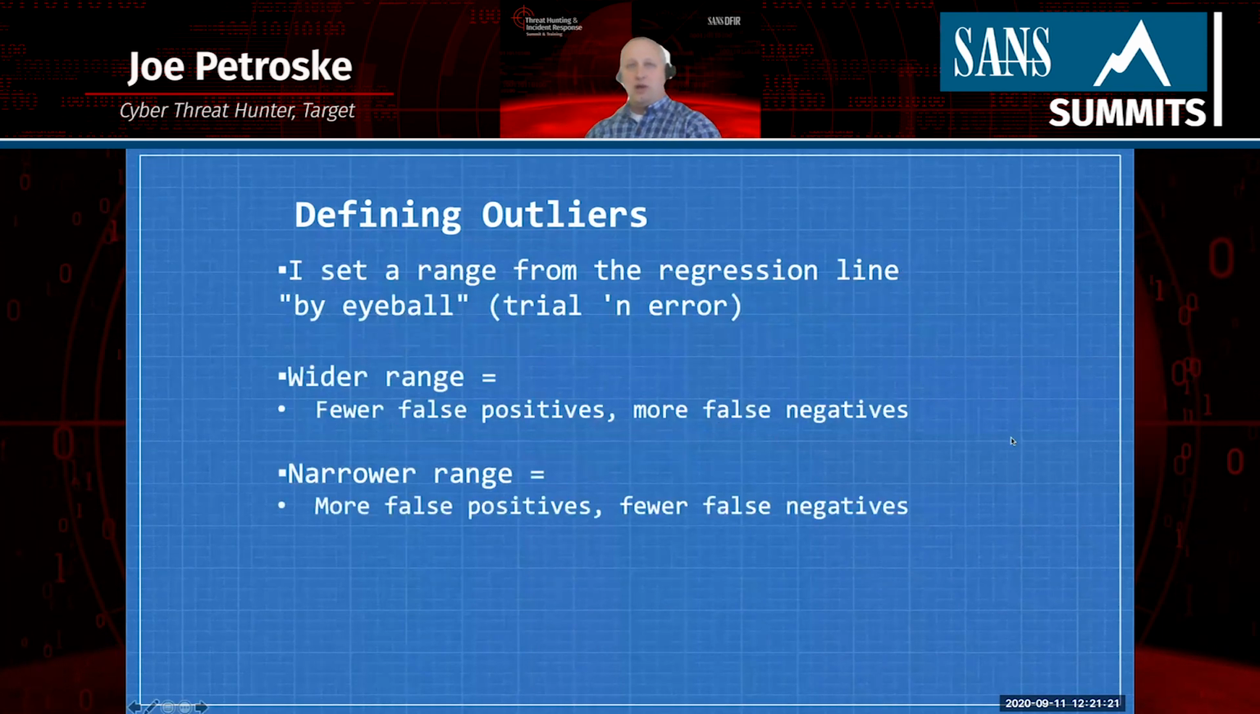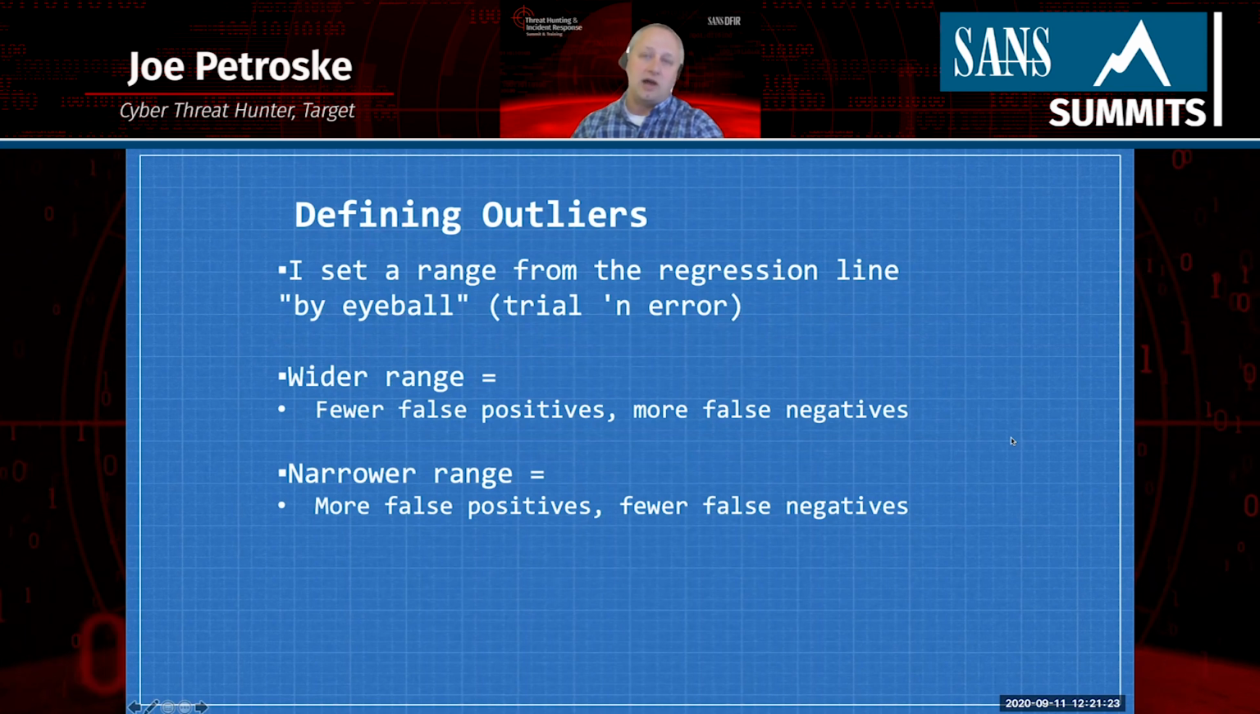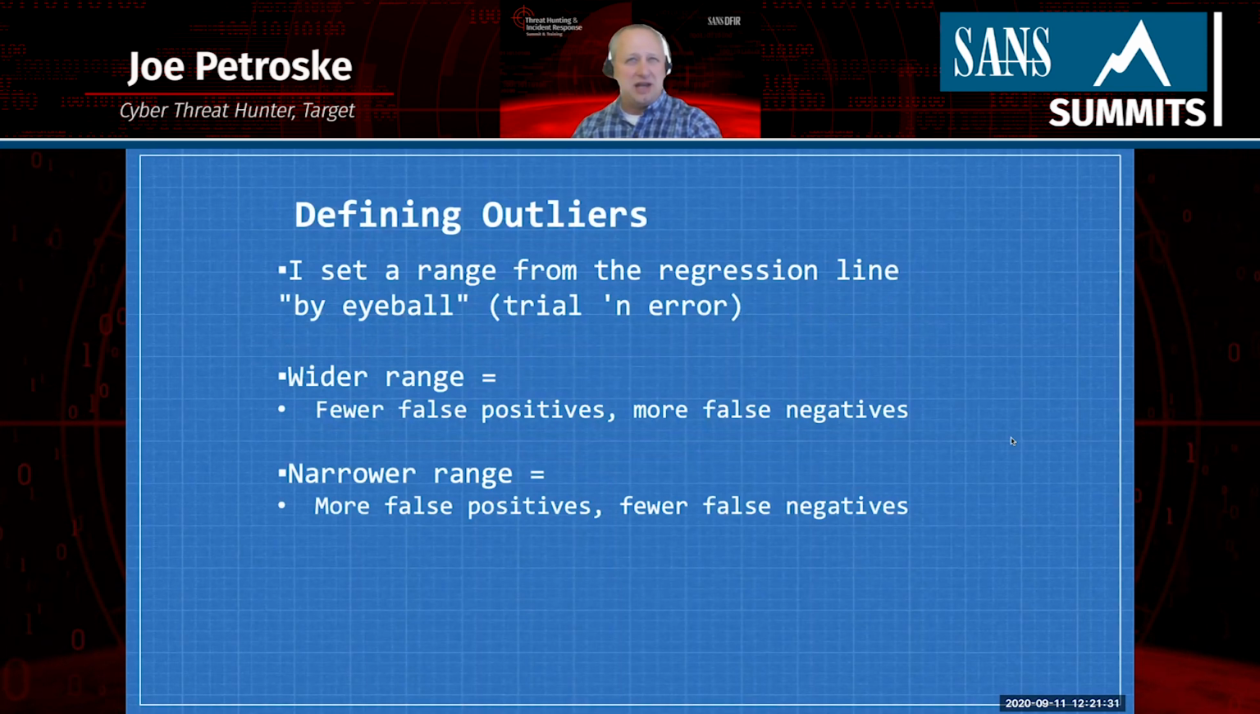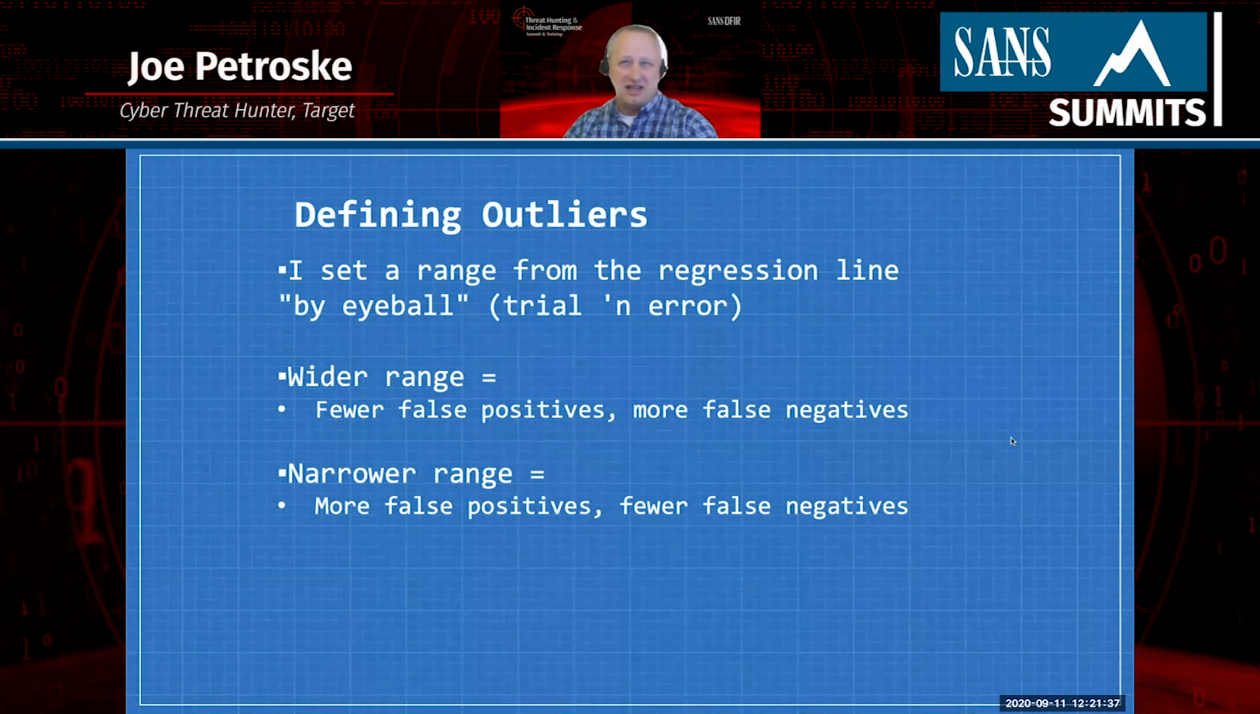So then what I did was I tried to define a range around that regression line to say, okay, outside of this range, this is what I'm going to define as an outlier, and this is what I want to know about. And in my code, I did that with a variable so I could control the width of that band. So you can kind of doctor this up as you need it.